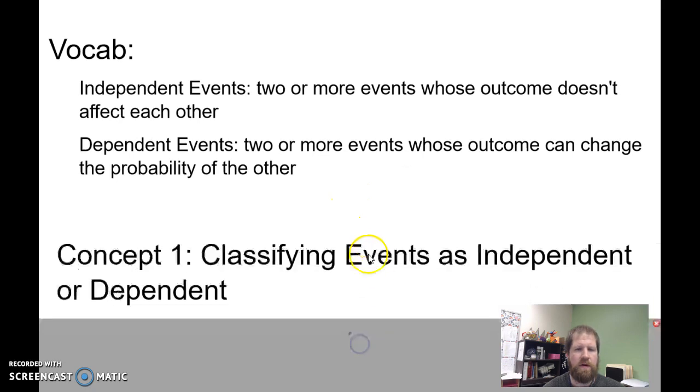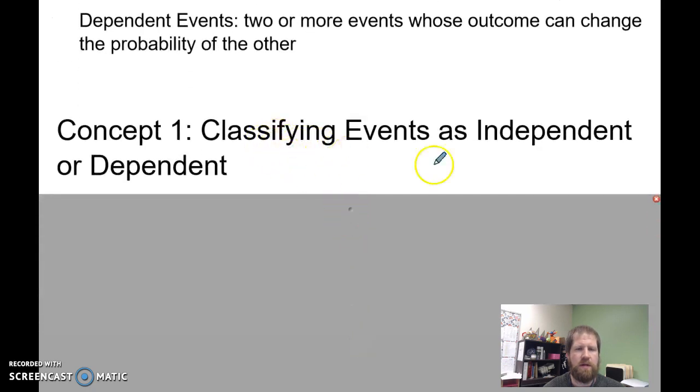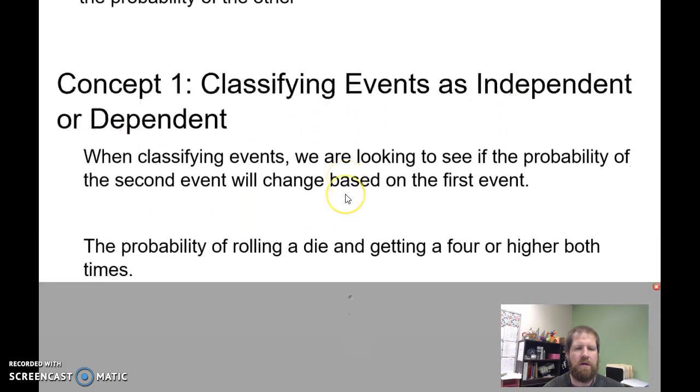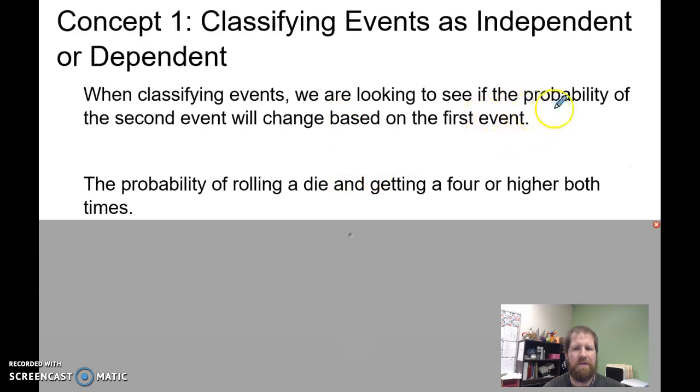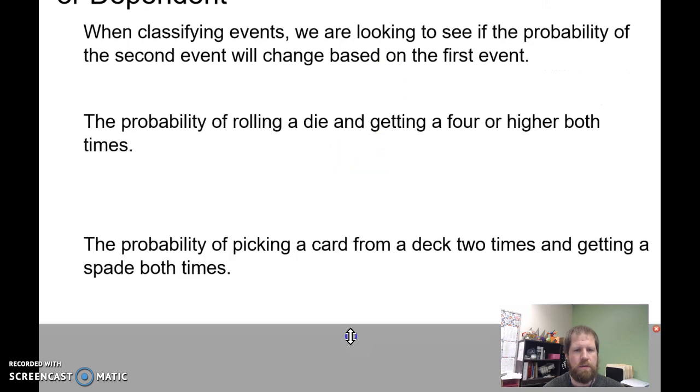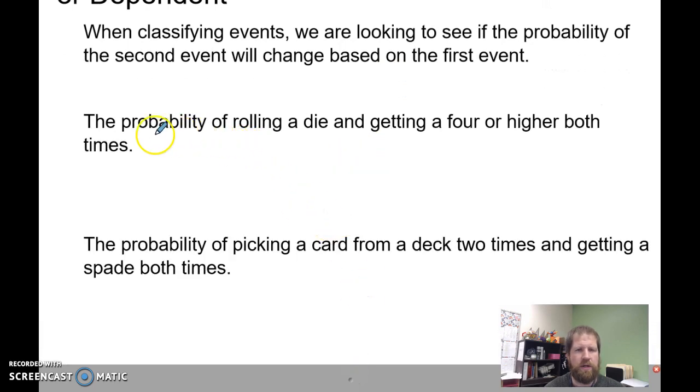So if our first concept is classifying events as either independent or dependent, that's what we're going to be looking for. We're going to be looking for whether the probability of the second event gets changed based on the outcome of the first event. All right, so I've got two questions.